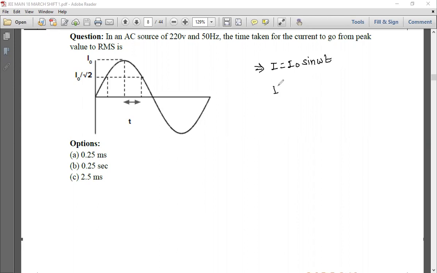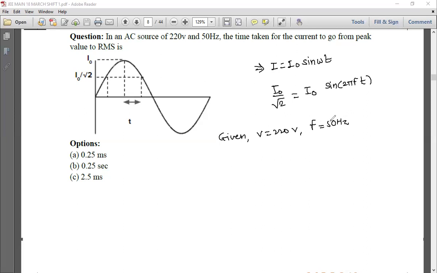Now this I is equal to what? I naught by root 2. I naught by root 2. This is equal to I naught into sine omega t, where omega is 2 pi f, into t. Now what is given, you see? Voltage is given as 220 volt. Frequency is given as 50 hertz.